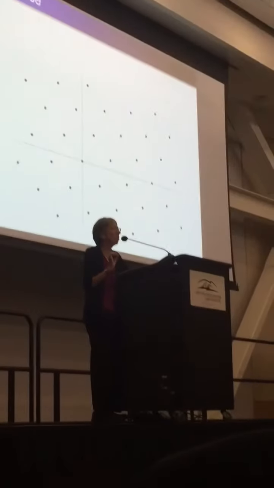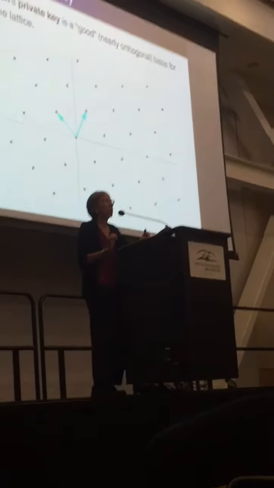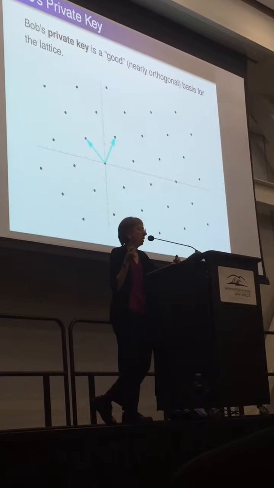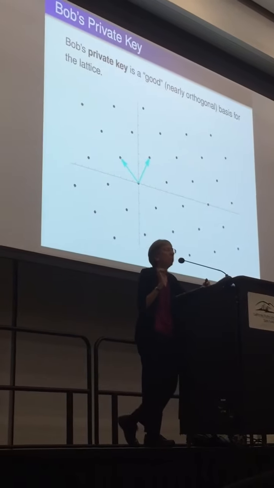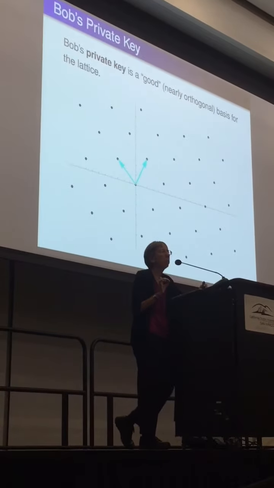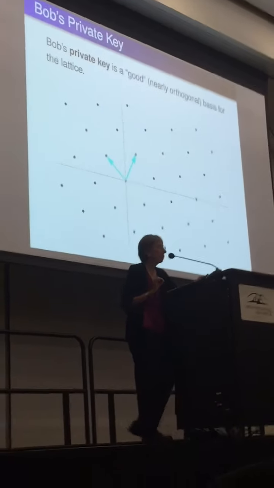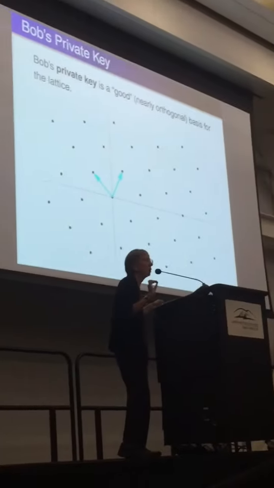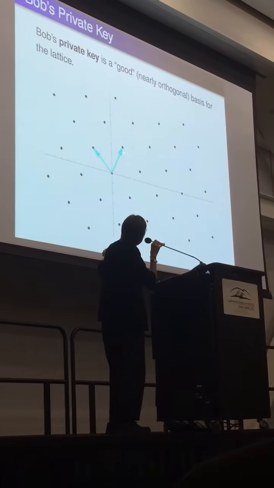Okay, so I'm going to try to give you just a taste for how to do the mathematics in fully homomorphic encryption. Okay, so Bob is going to have a private key and a public key. His private key is going to be a good basis for the lattice. What do I mean by a basis for the lattice? And then what do I mean by good? Okay, basis for the lattice. So his private key is going to be two of these lattice points. The one over here and the one over here, okay? This one and this one, the ones being pointed at.